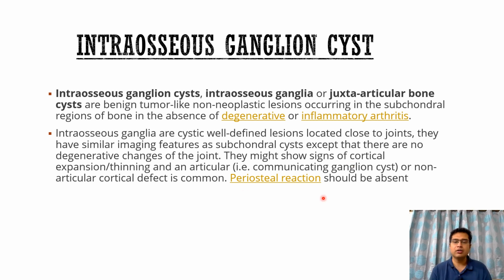So they typically look like a unicameral bone cyst, but a simple bone cyst usually occurs at a very young age, and this is a 40-year-old female, and it was seen adjacent to the joint. This might show signs of cortical expansion, thinning, and an articular or non-articular cortical defect is very common. Periosteal reaction should not be present typically. It can be confused for a subchondral cyst if degenerative changes are present within the joint. But in our case, there were no degenerative changes in the joint, so it was a case of intraosseous ganglion cyst.